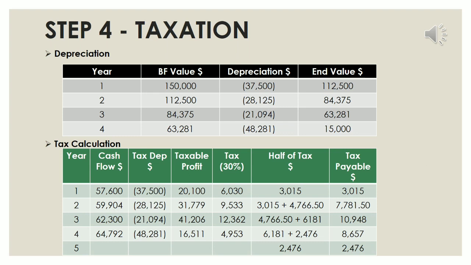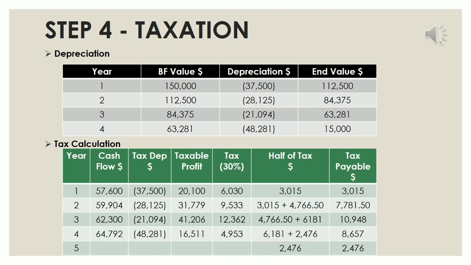63,281. This will be set as the fourth year's brought forward value. For that, we can't apply 25% depreciation, because if we apply 25% depreciation for 63,281, this will result in a wrong amount. So what we have to do is, we have already added $15,000 in the end value column for the fourth year. So this is given in the question itself.